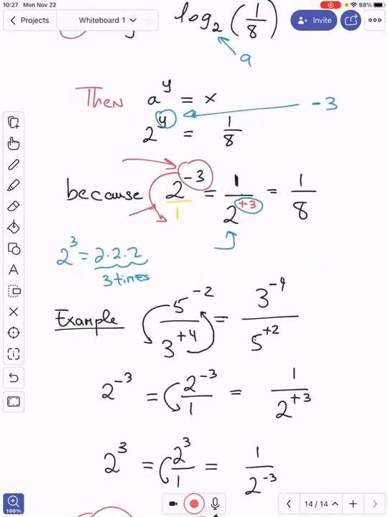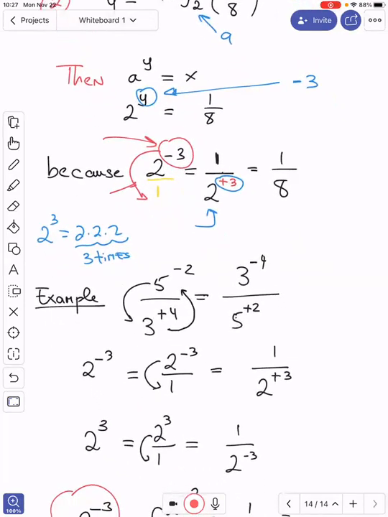Here again, my goal is to compute this 2 to the power negative 3. And the way to do it is, as I said, you move it to the denominator, and that will give you a positive power. And I know how to compute 2 to the power positive 3, right? That's just 2 times itself 3 times. Okay.